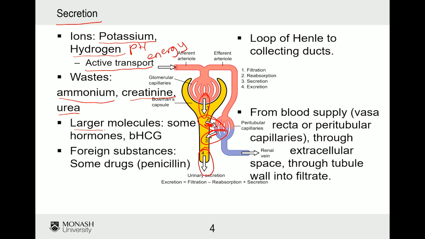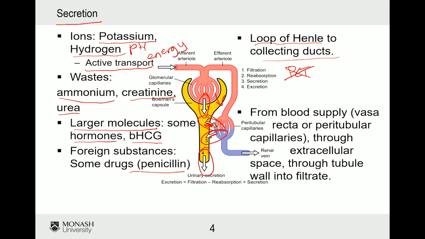Some larger molecules get put out this way. They're not able to be filtered. But some hormones, including human chorionic gonadotrophin, the pregnancy test hormone, are secreted this way. Foreign substances, such as some drugs, penicillin, are secreted. And this occurs from the loop of Henle to the collecting ducts. So not in the proximal convoluted tubule, but everywhere else.